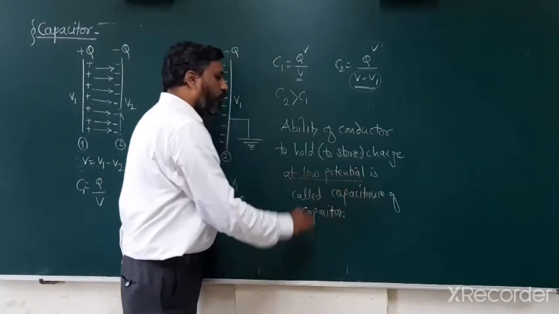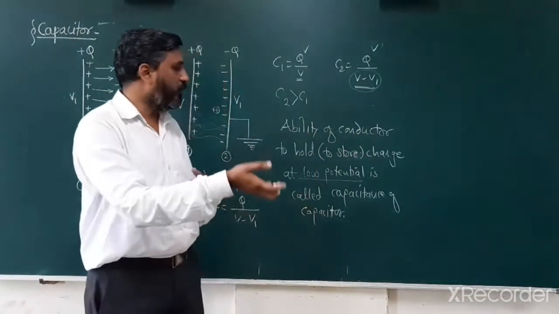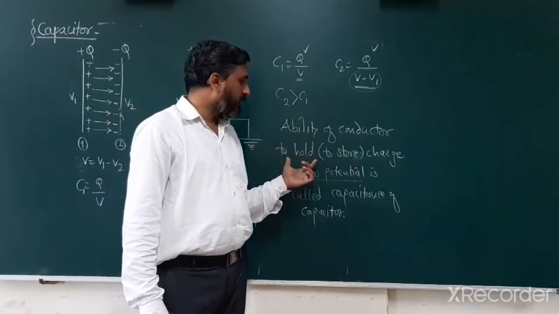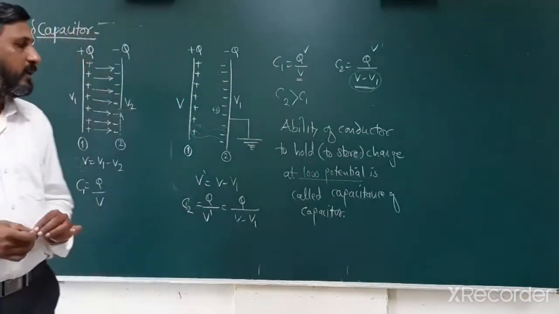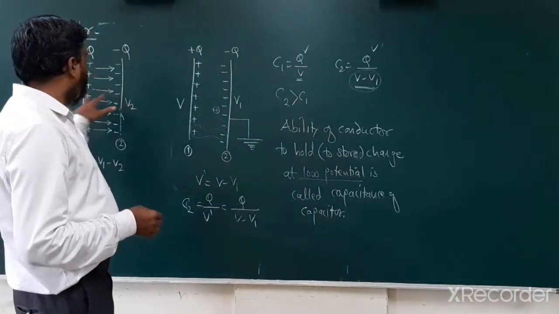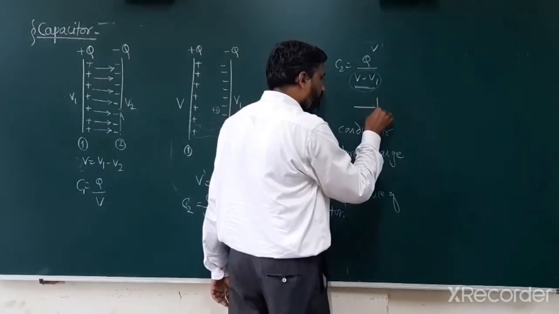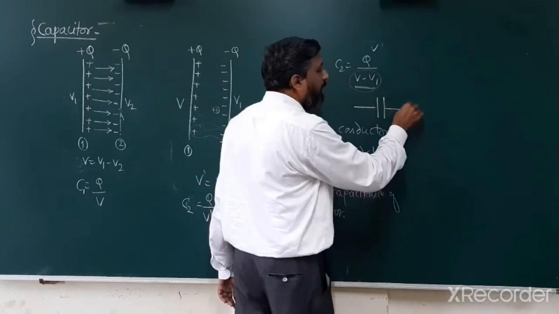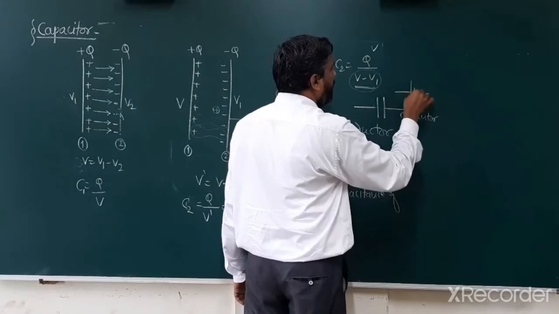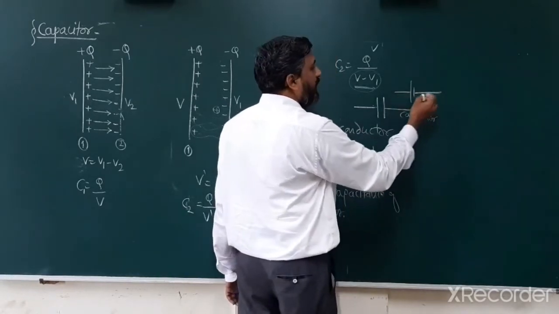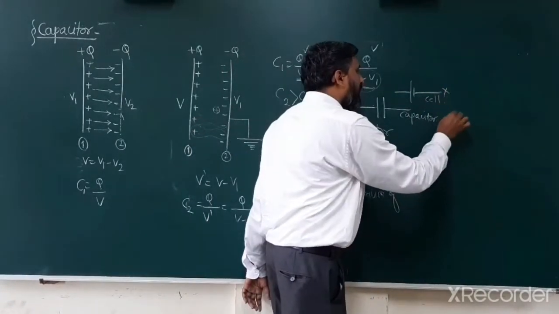The important word is what? Low potential. In our previous definition, we just said ability of conductor to hold the charge, to store the charge. But the accurate definition is: ability of conductor to hold the charge or to store the charge at low potential is called the capacitance of the capacitor. How are the plates? The plates are parallel. So the symbol of capacitor is just two parallel plates. This is the symbol of capacitor. And if you draw it in this way, one at higher length, another at lower length, then it becomes the same. So don't confuse. This is my example.